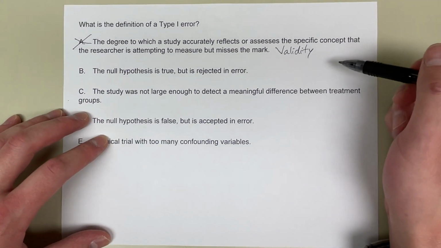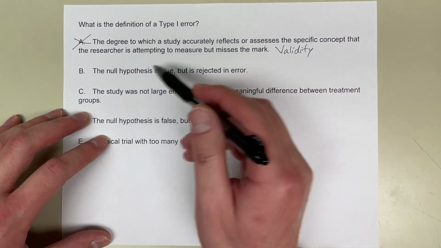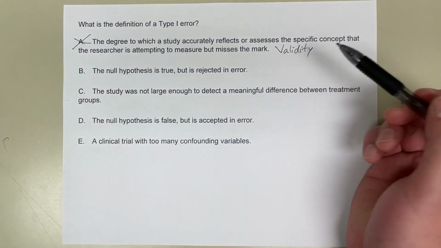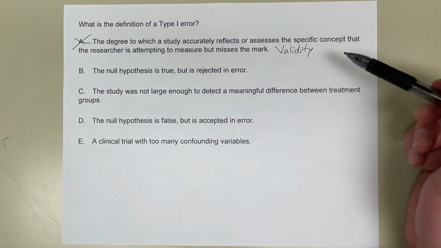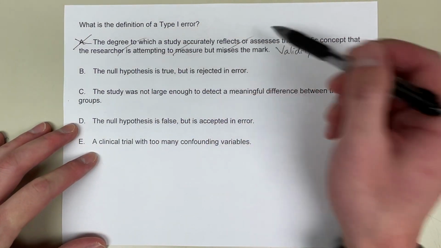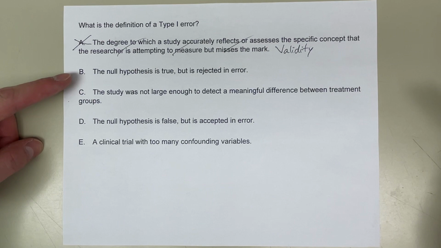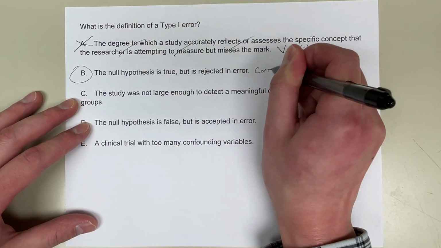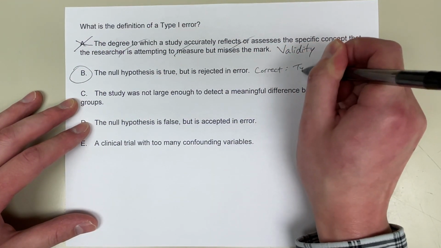For your pharmacy NAPLEX board exams, I wouldn't even remember this because this is totally useless. You would never need to know this for your board exam, so just ignore this. So choice B, the null hypothesis is true but rejected in error. This is actually correct. This is the definition of a type 1 error.